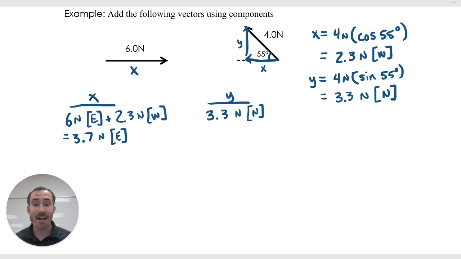So now I have my x component and my y component. Now I'll put them back together using the Pythagorean theorem. So this time I'll draw the y component first and then the x component on top of it, just to show that it doesn't matter what order you draw them in, you're going to get the same answer anyway. And so I'm going to do the y component here, which is 3.3. And then from the end of that one, I'm going to draw my x component, 3.7.